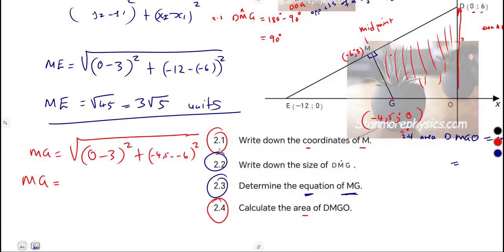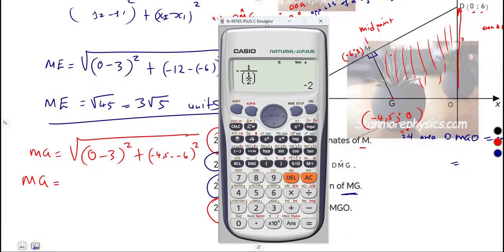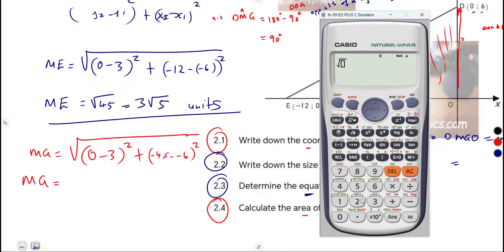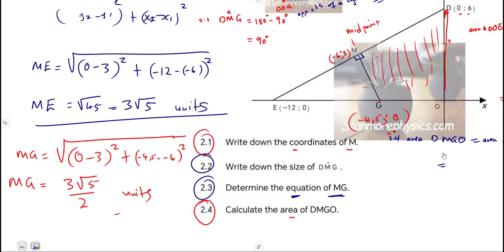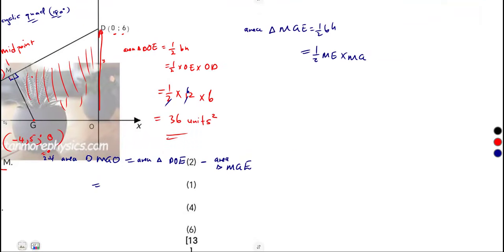Of MG. From your calculator, you're going to obtain something like this, the square root of open bracket 0 minus 3, sorry, you need to square this one, plus minus 4,5 minus 6 squared is going to be 3 square root of 5 over 2. 3 square root of 5 over 2. So this is the length of MG, which we can use to determine the area of that triangle MGE.